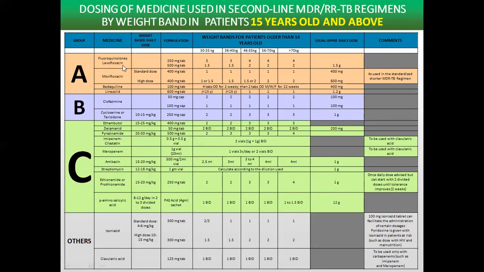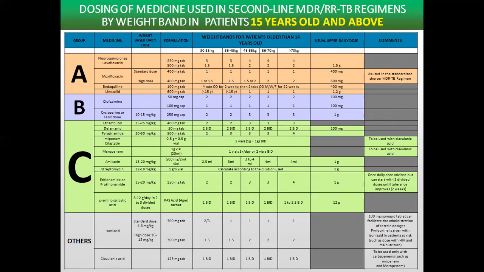For fluoroquinolones, for example, levofloxacin, we have two formulations, the 250 milligrams and the 500 milligrams. So, if your patient is 34 kilograms, papasok siya dito sa weight band na to. So, you give 3 tablets if you use 250 milligrams and you give 1.5 if you use the 500 milligrams tablet. So, ayan siya. Okay. So, yung mga special concerns natin dito.